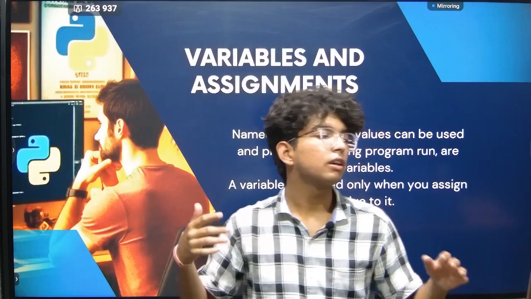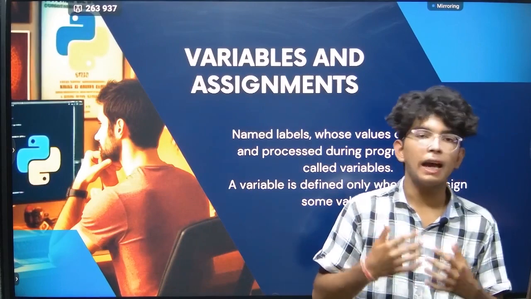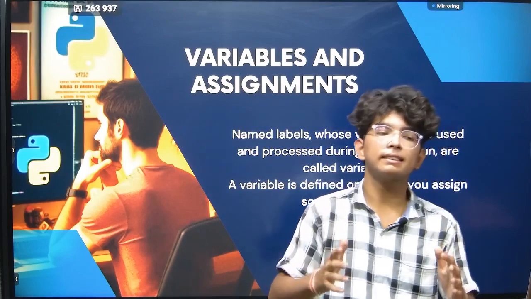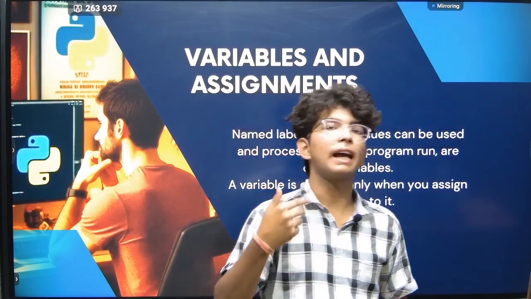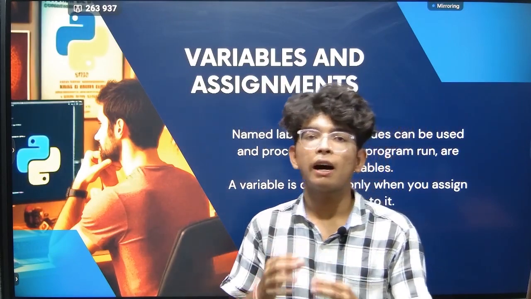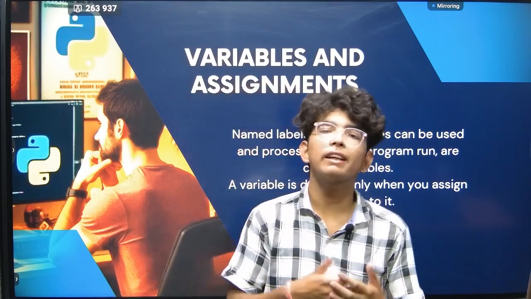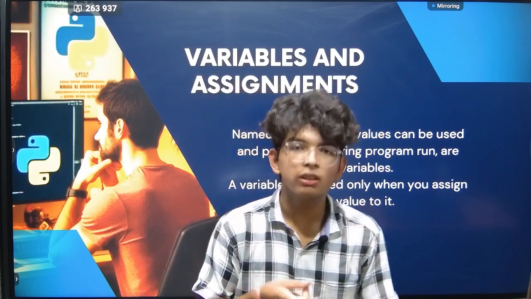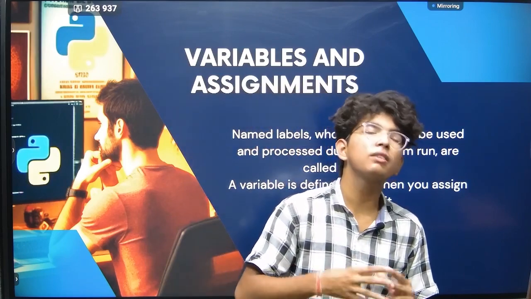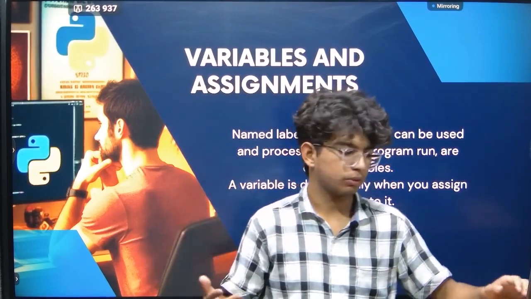Now we have our variables and assignment. Named labels whose value can be used and processed during program run are called variables. A variable is defined only when you assign some value to it. Well, in simple words, variables are used in Python programs to access some values which we assign, and we can assign different types of values like integer, string, list, tuples, etc. And for assigning, we have different methods which we will learn in our future videos.